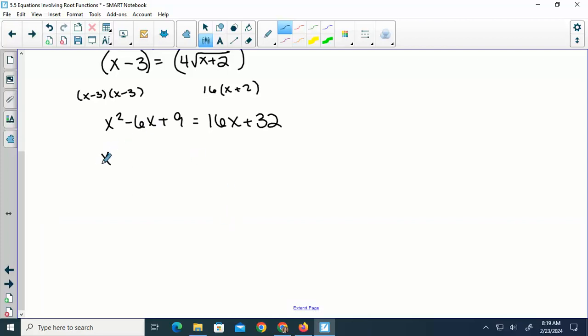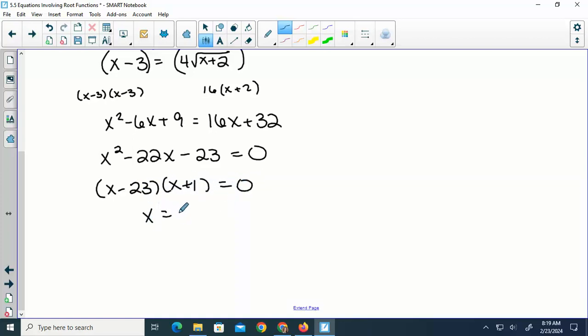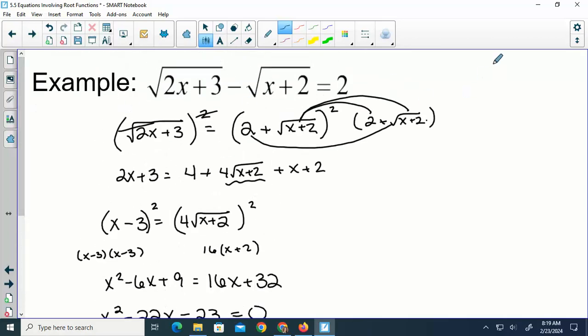Set it equal to 0. What multiplies to negative 23 and adds to negative 22? So we get x to be positive 23 and negative 1. And then what do we have to do? Check. Put it back into the original.